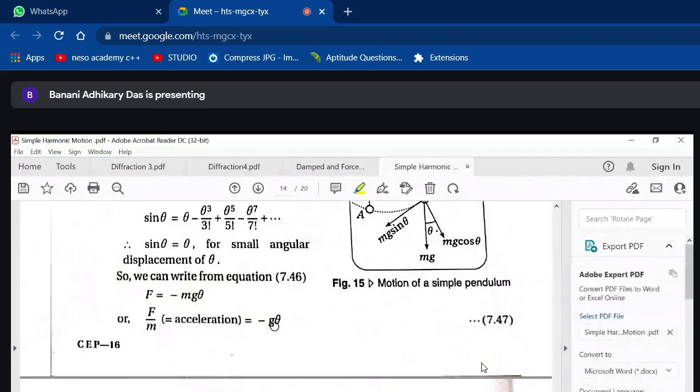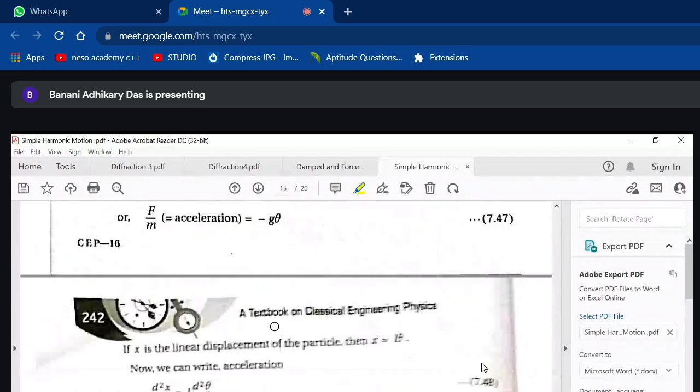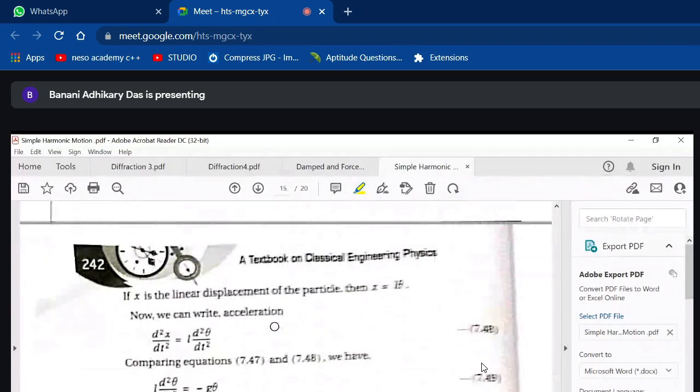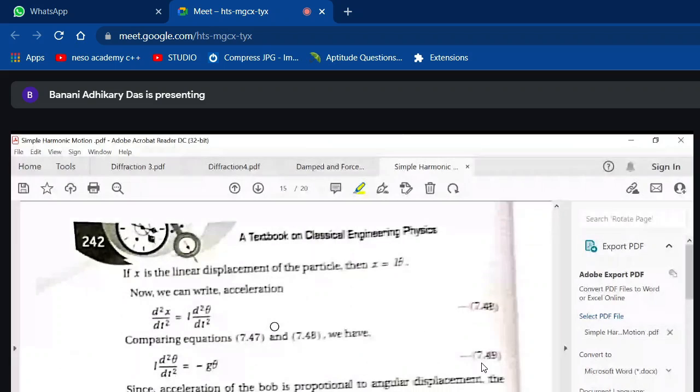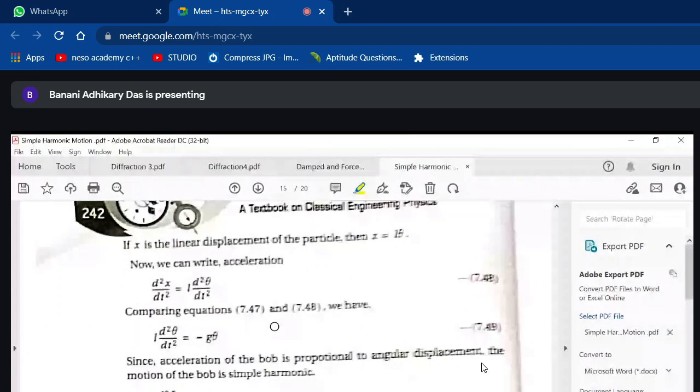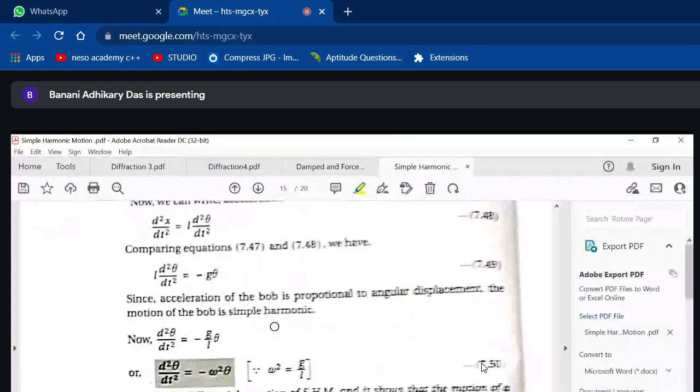So compare and write what you get: L d2 theta/dt2 is equal to minus g theta. Divide by L, you get d2 theta/dt2 equal to minus g over L times theta. Substitute g over L by omega square, and you get d2 theta/dt2 plus omega square theta equal to 0. This gives you the familiar simple harmonic motion equation, d2x/dt2 plus omega square x equal to 0.